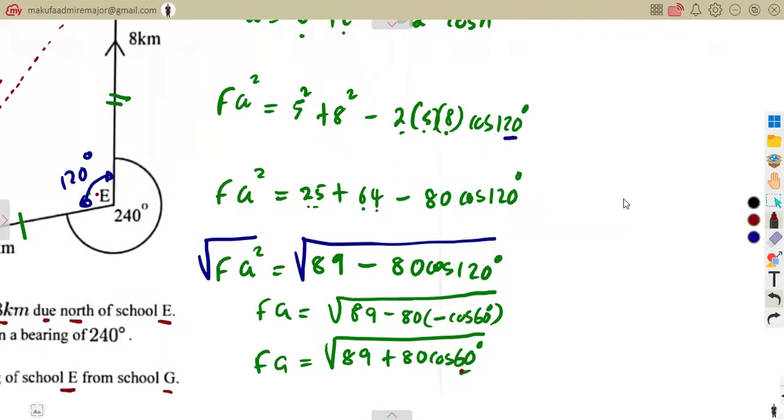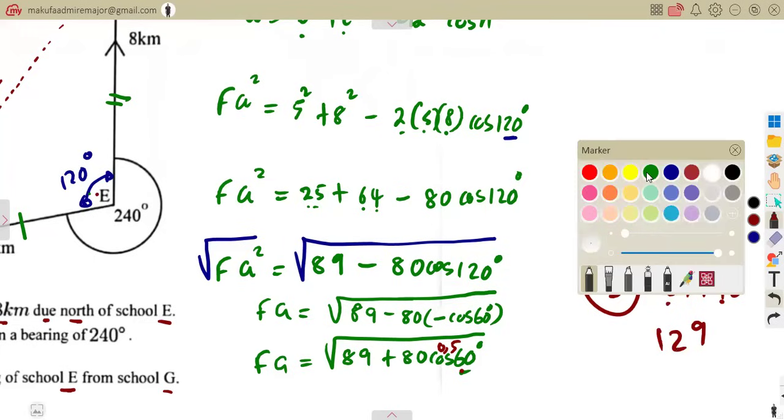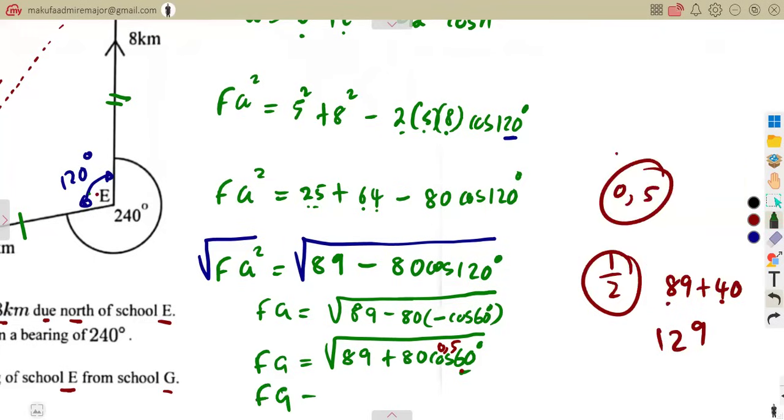Okay, the cos of 60 degrees is a half, 0.5. So it will be 80 times 0.5. Whenever you are given 0.5, it's a half. So the moment you multiply this by 0.5, it's going to be 40. So that will be 89 plus 40, which will be 129. So meaning to say FG will be equal to the square root of 129 kilometers.